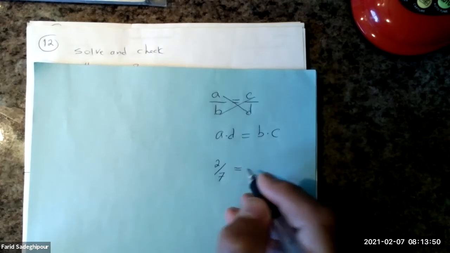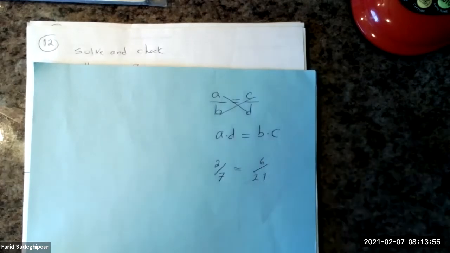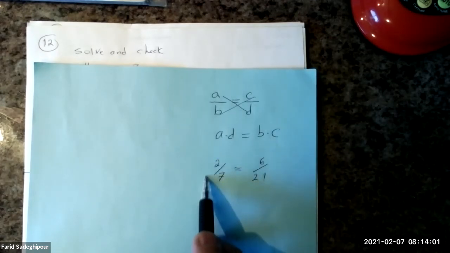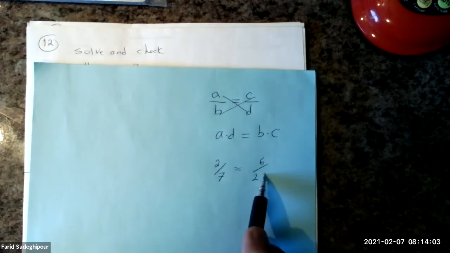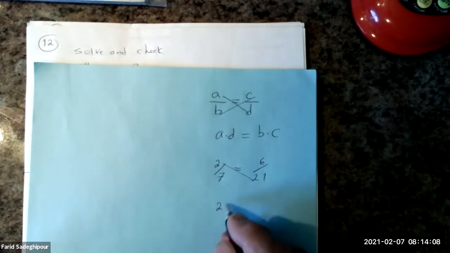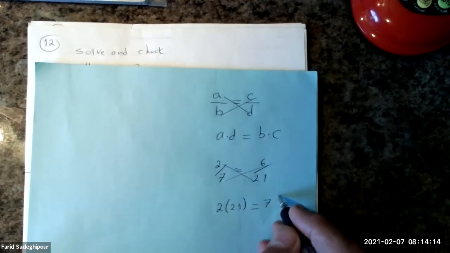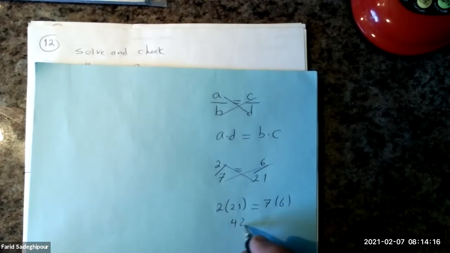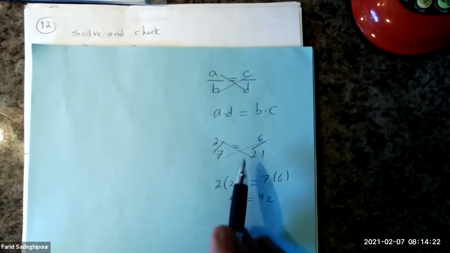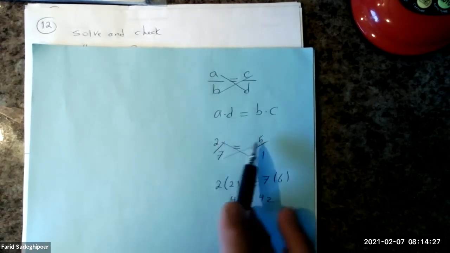For instance, let's say you have 2/7 is equal to 6/21. This is an identity. That means the value of this fraction is equal to the value of that fraction. You cross multiply. 2 times 21 is 7 times 6. Both sides are 42. Okay? 21 times 2 or 2 times 21, it doesn't matter. You multiply these two, as long as you multiply these two is equal to what you have.